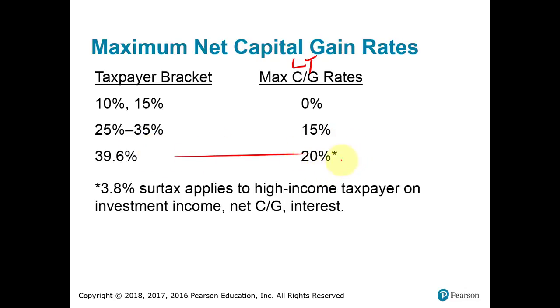For the past few years, to fund the Affordable Care Act, Obamacare, net investment income, I believe, has an additional tax. They call it a surtax of almost 4%. And there's a form you have to fill out. It's not straight this amount on the investment income.